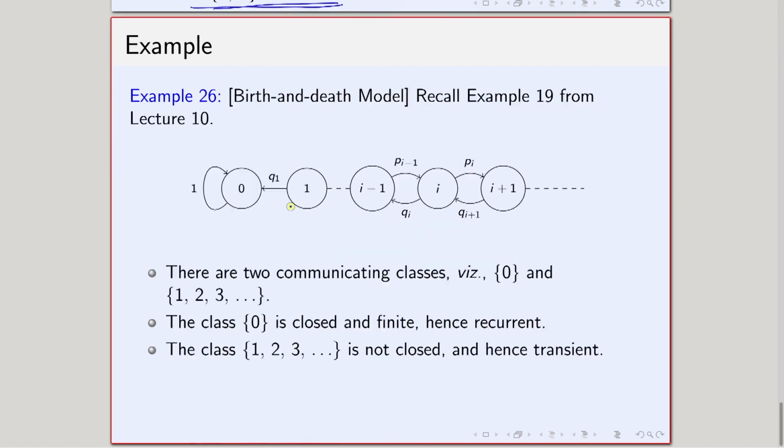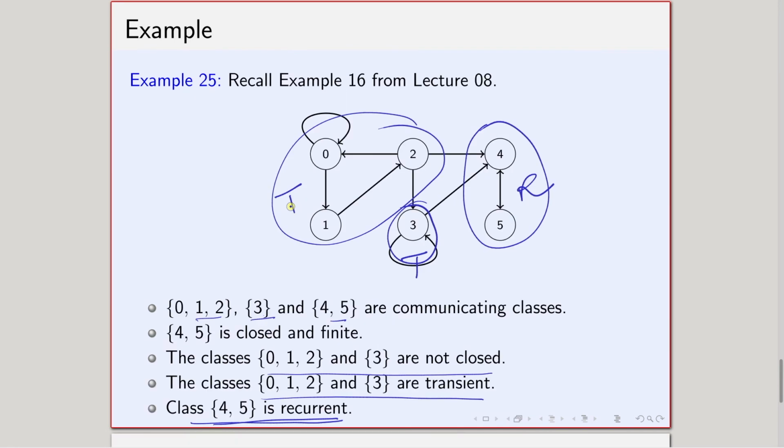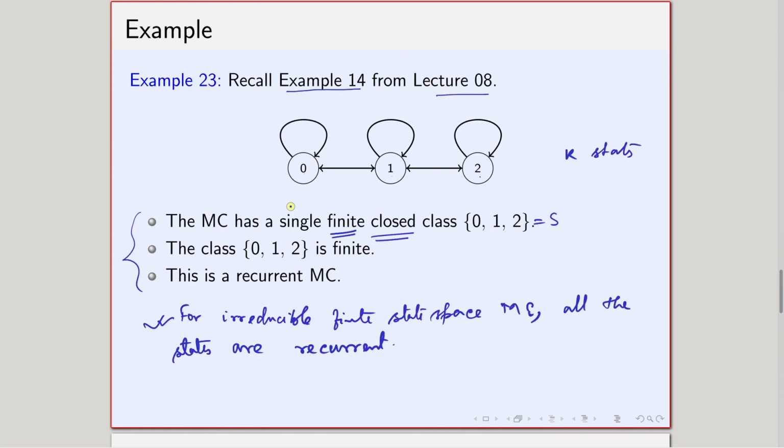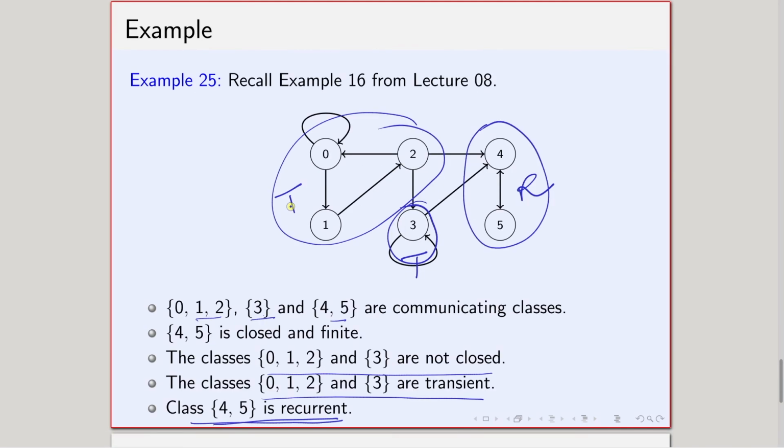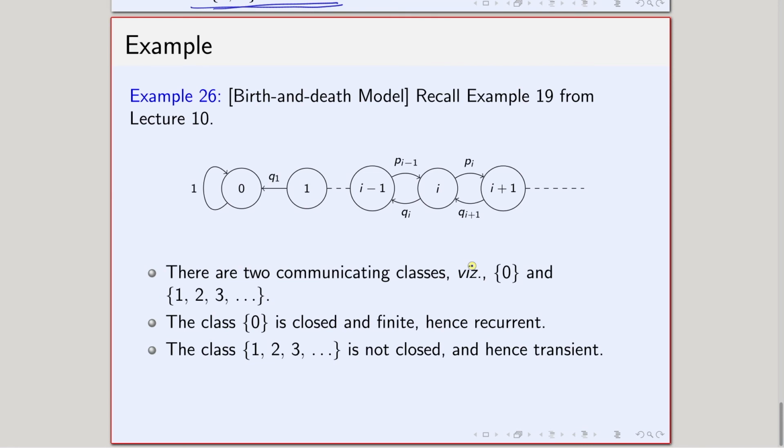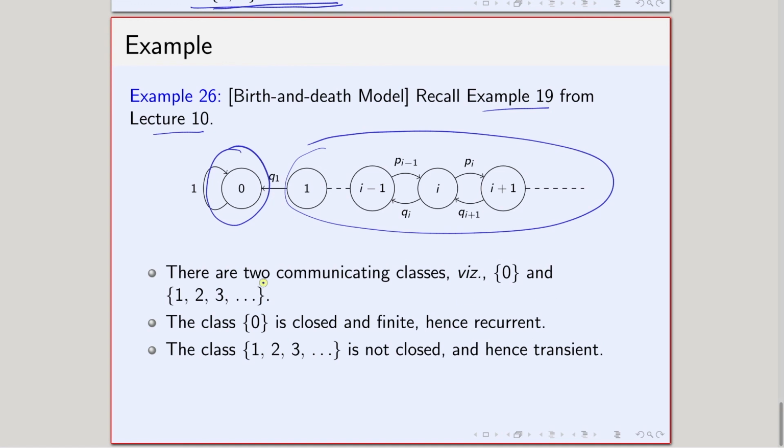So these are the 3 examples we have talked about for finite state Markov chains. Let us take one example where we have an infinite state Markov chain. It is a birth-death process, discussed in lecture number 10, example number 19. We have pointed out that there are 2 communicating classes: one is 0 only, and the other consists of 1, 2, 3, 4, and so on.